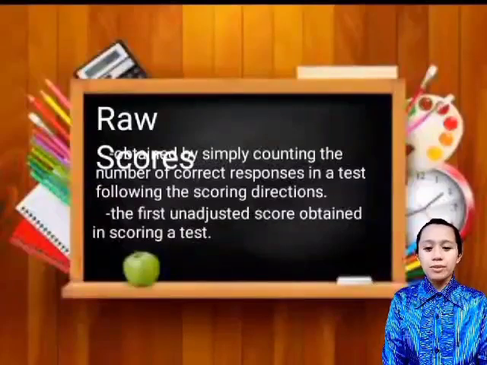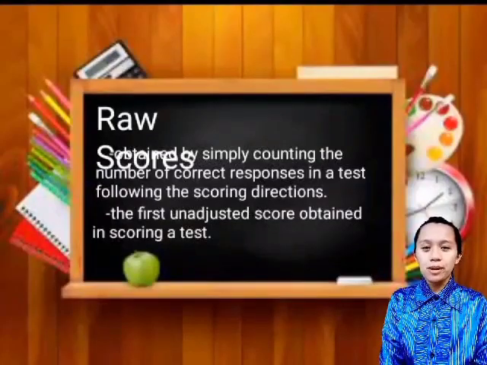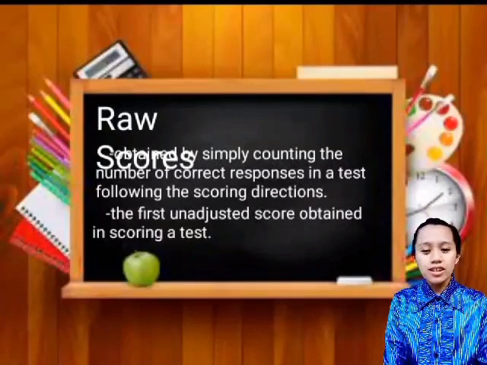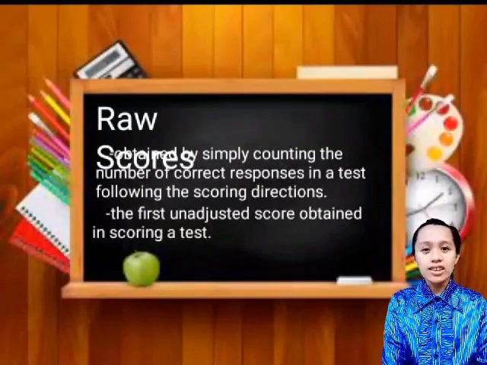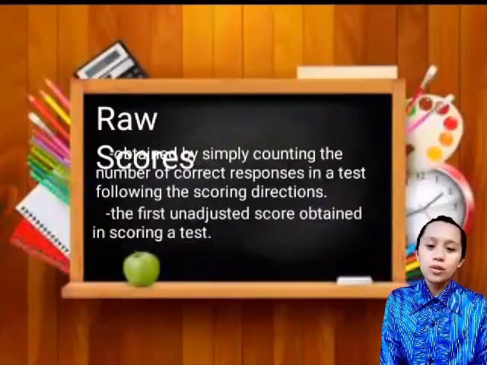Raw score is obtained by simply counting the number of correct responses in a test following the scoring directions. It is the first unadjusted score obtained in scoring a test. That is the meaning of a raw score.